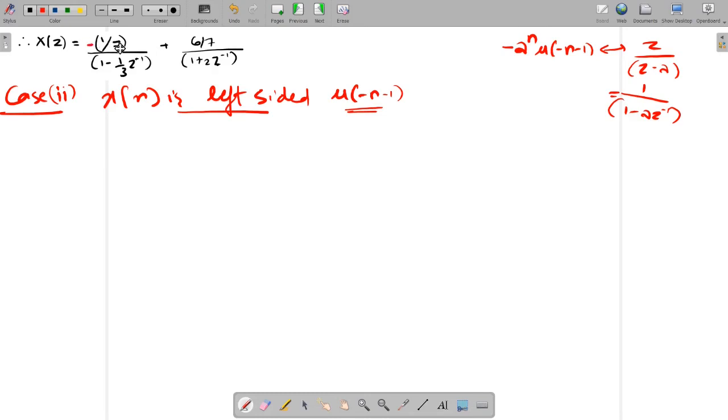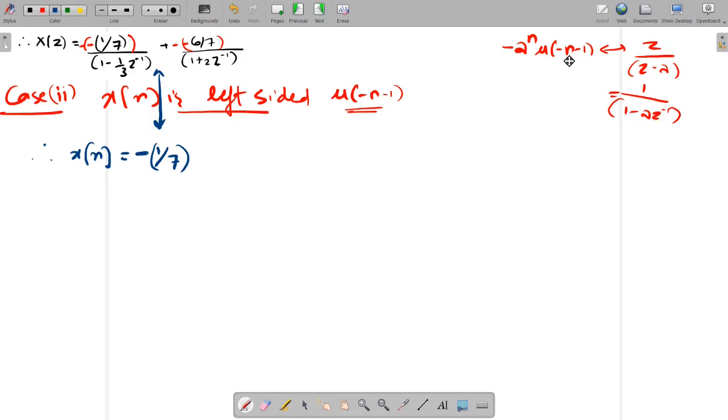So I'll add a minus sign over here, and to negate that, one more minus sign. Again a minus sign over here, negate that, one more minus sign. Now I will take the inverse z transform. Therefore x of n is equal to minus of 1 by 7, and I will use this term over here, minus of 1 upon 1 minus a z inverse.